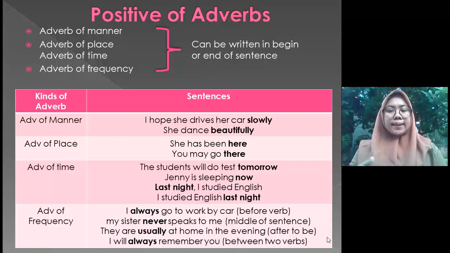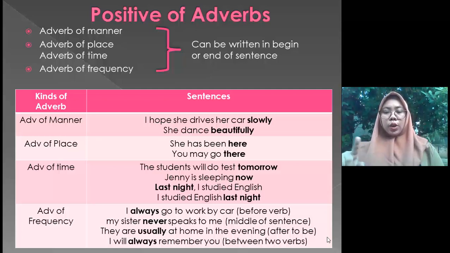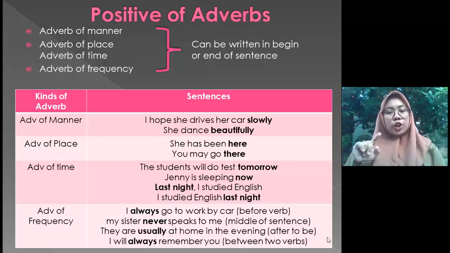Next one, my sister never speaks to me. In the middle of the sentence, actually, it's the same, before the verb and after the subject. The next one, they are usually at home in the evening. After to be. Okay, right? They are usually at home in the evening. The word usually shows your frequency.